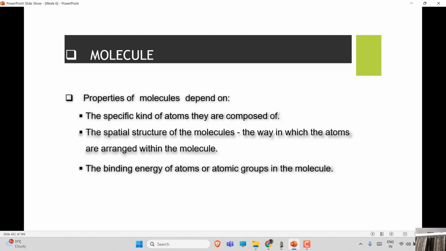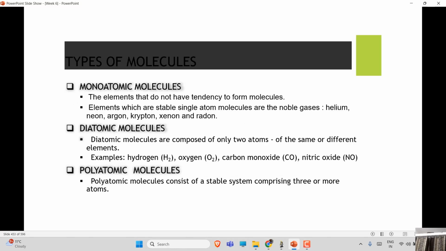So properties of molecules will always depend on the specific kind of atoms they are composed of. That is true. The special structure of the molecules, the way in which the atoms are arranged within the molecules, and the binding energy of atoms or atomic groups in the molecule.